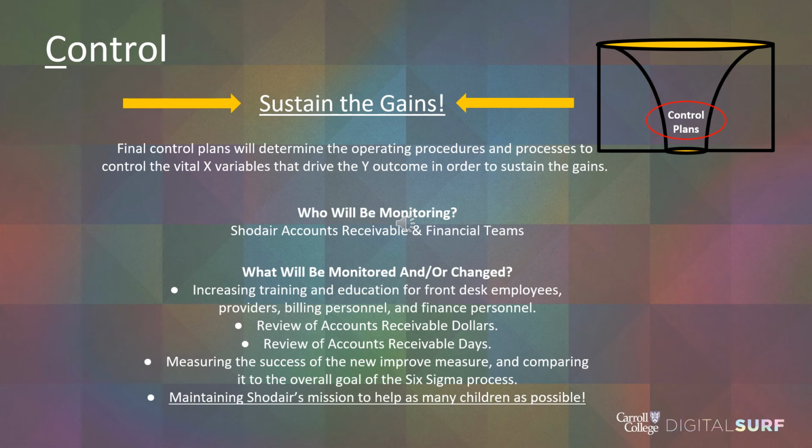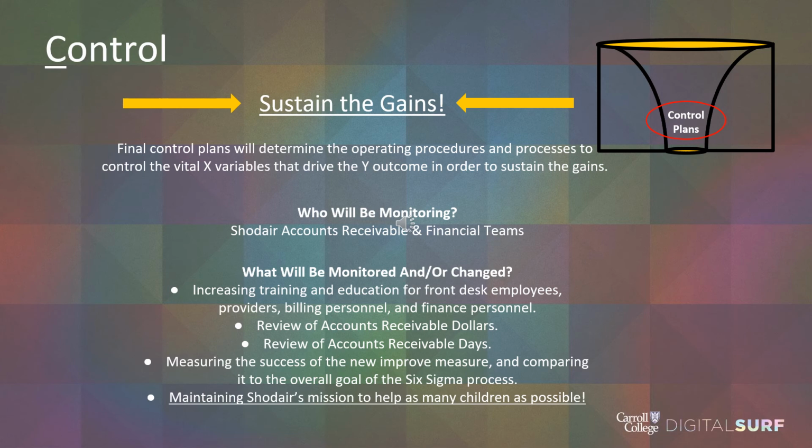The final step in the DMAIC process is control. In this step, we hope to sustain our gains. Our final control plans will determine the operating procedures and processes to control the vital X variables that drive the Y outcome in order to sustain the gains. Since this project is complete on our end, we will be handing the baton over to Shodair AR and financial teams so they can monitor the progress of the changes that we have suggested.